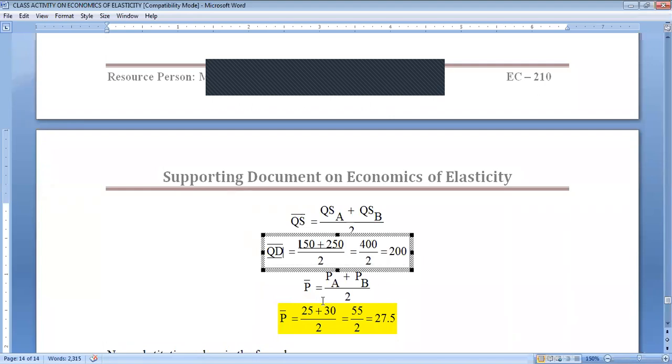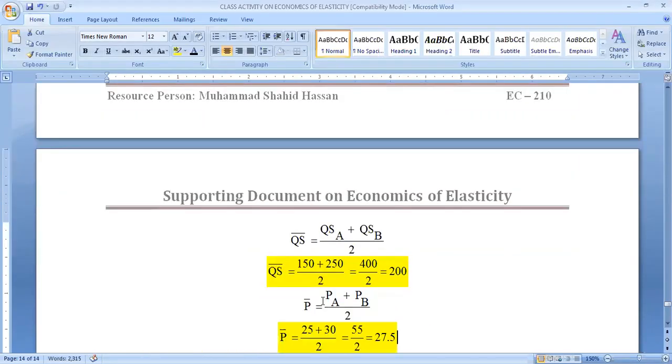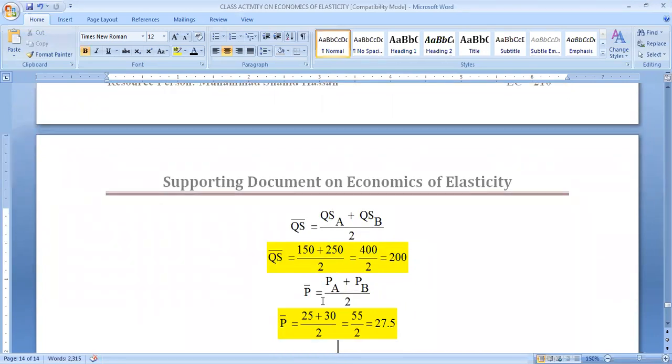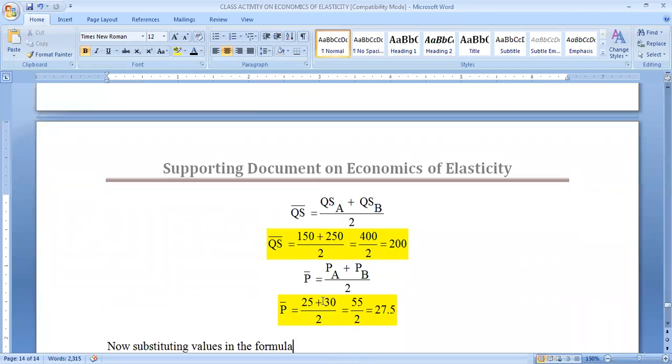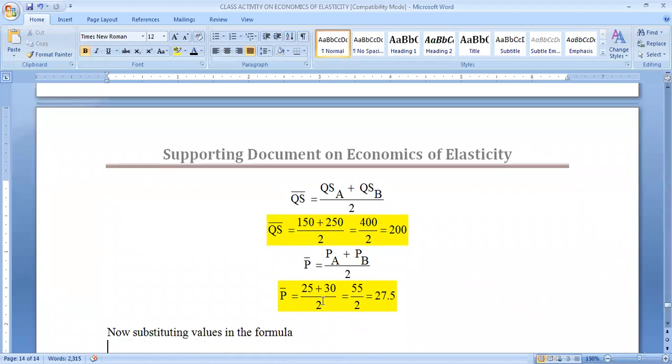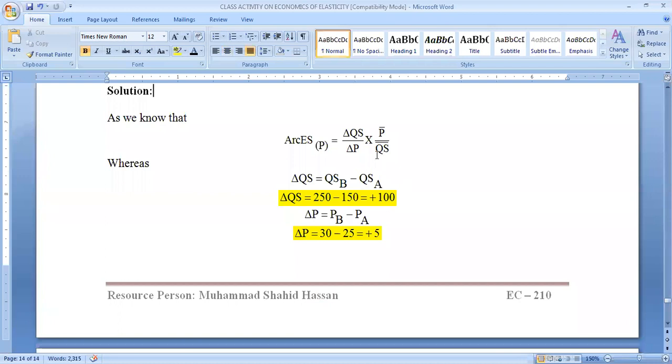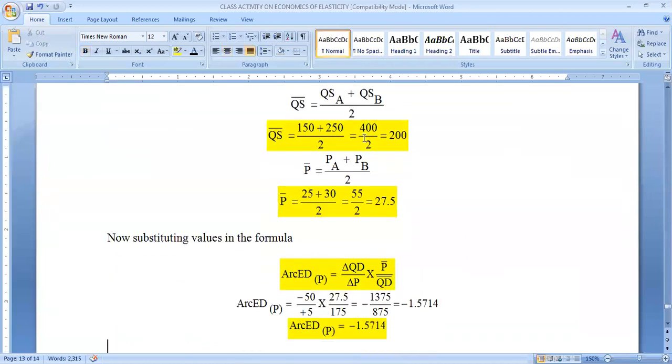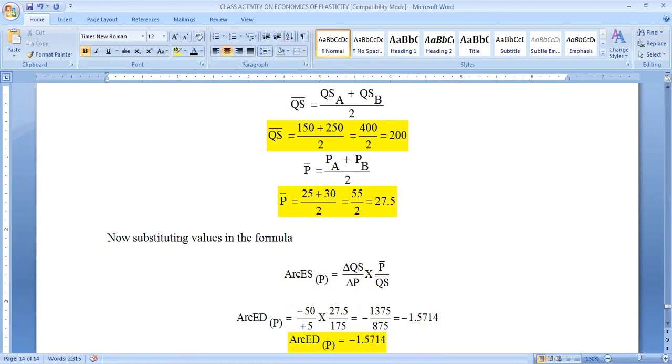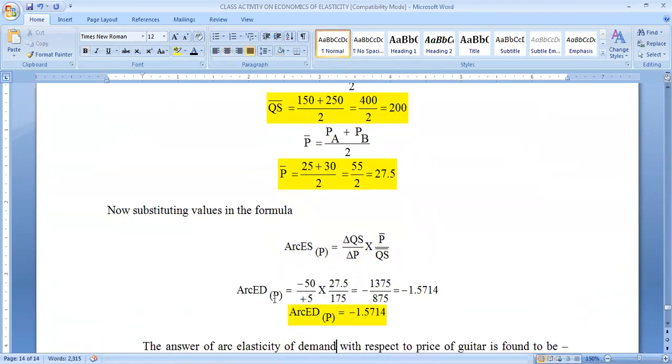And then we are left with the fourth component, which is P bar. Since the price of guitar is the same, the answer for P bar is 27.5, as we found in the earlier example. So up till here we have found the four components of the formula. Now let's substitute these into the formula. The formula is arc elasticity of supply equals delta QS divided by delta P multiplied by P bar over QS bar.